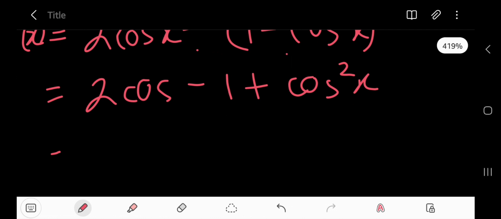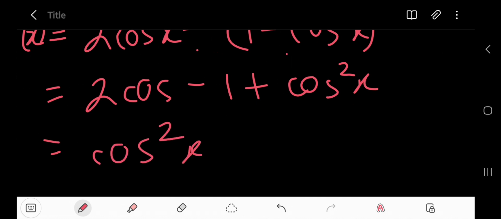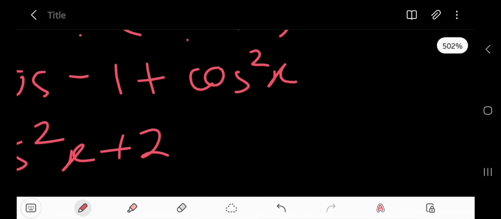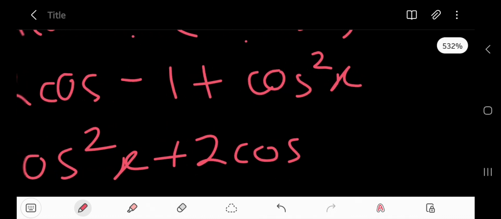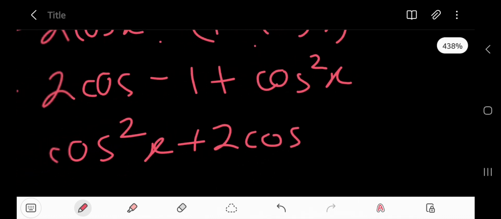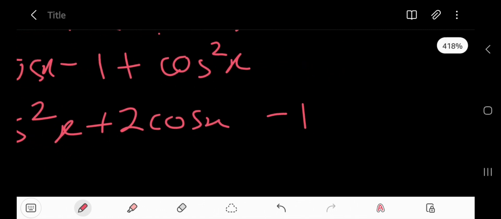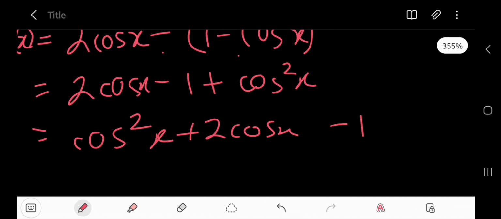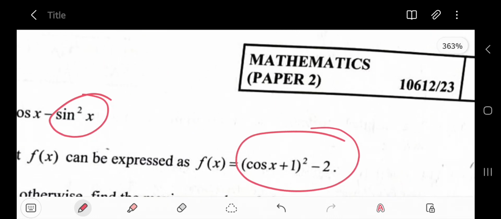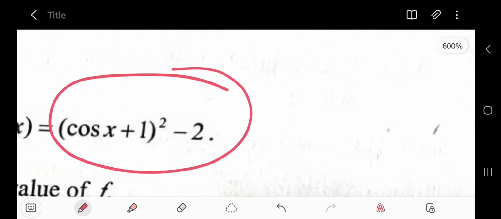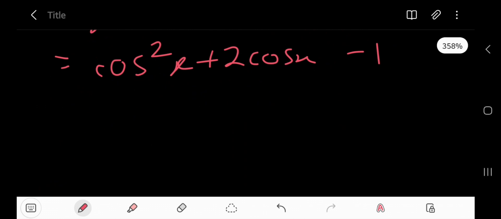So now let's rewrite this in standard form. Cos squared x plus 2 cos x minus 1. Okay, so now we have it in standard form like that. But remember, they want it in this form. Like we said, this form gives us completing the square vibes. So let's try and complete the square here.